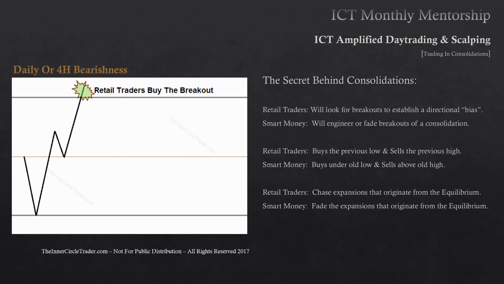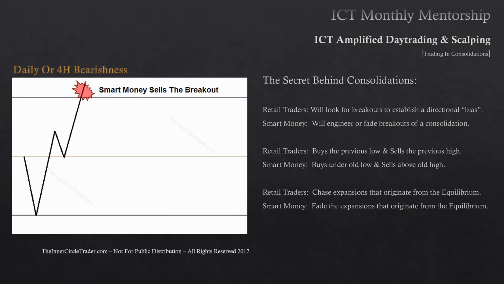Whenever you see price in a consolidation that's clearly definable and price rallies above that consolidation, when daily and or 4-hour is bearish, retail traders are going to see this as a bullish breakout, and they're going to be wanting to buy that. That buying, if they're surging into the marketplace as a buyer, creates the perfect opportunity as counterparty to us who mimics the smart traders. Smart money is going to be selling that breakout when daily and or 4-hour is bearish.